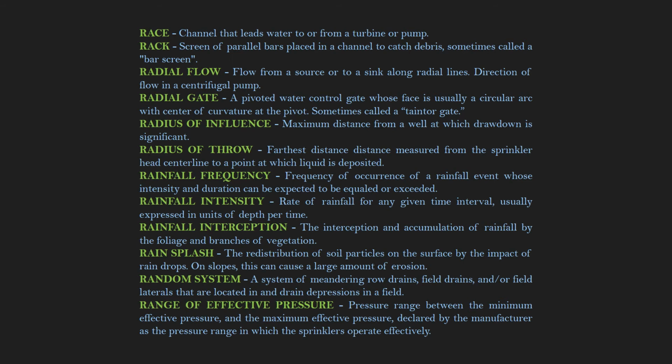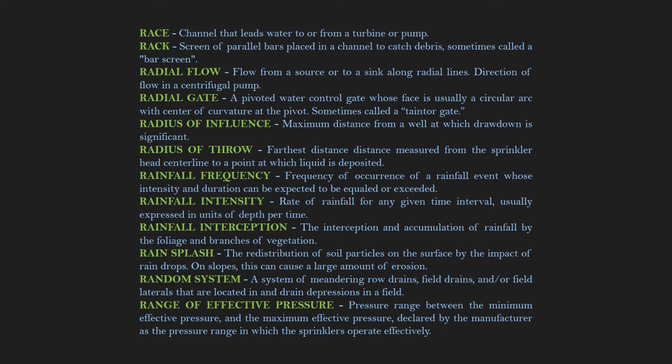Radial gate. A pivoted water control gate whose face is usually a circular arc with center of curvature at the pivot. Sometimes called a taintor gate. Radius of influence. Maximum distance from a well at which drawdown is significant. Radius of throw. Farthest distance measured from the sprinkler head center line to a point at which liquid is deposited. Rainfall frequency. Frequency of occurrence of a rainfall event whose intensity and duration can be expected to be equaled or exceeded. Rainfall intensity. Rate of rainfall for any given time interval. Usually expressed in units of depth per time.